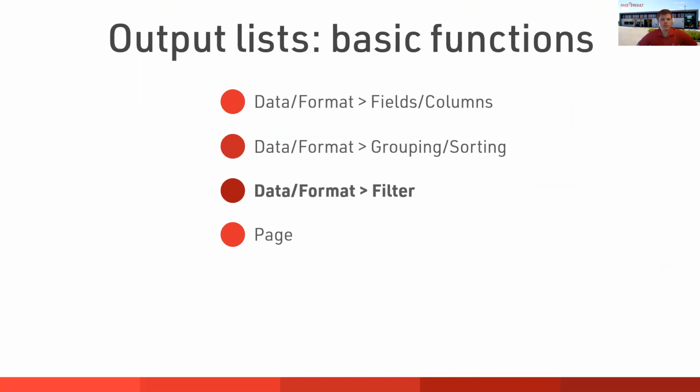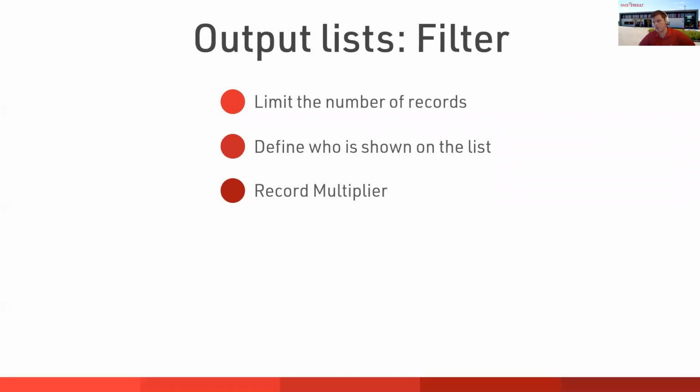Okay, that was it about the fields, the columns, the grouping, and the sorting. But there's more to it, to lists. There's a filter. So sometimes you want to limit the number of records. You don't want to show everyone on the list. Obviously, with a filter, you can define who is shown on the list. And then there's also something called record multiplier. Maybe some of you have wondered about it, but now we will reveal what that's all about.